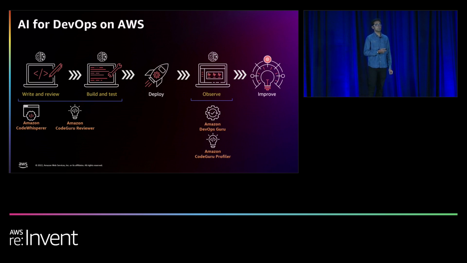Amazon DevOps Guru does not only show you the reactive insights, but it also gives you proactive insights before the issue has occurred, so that you can reduce the downtime of your application and catch it early on before it starts impacting your customer experience.